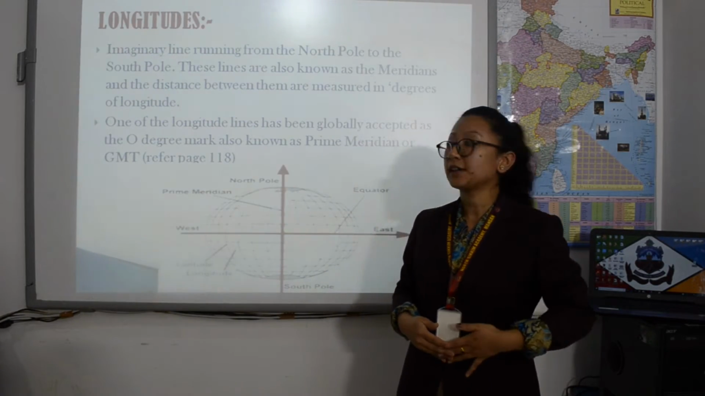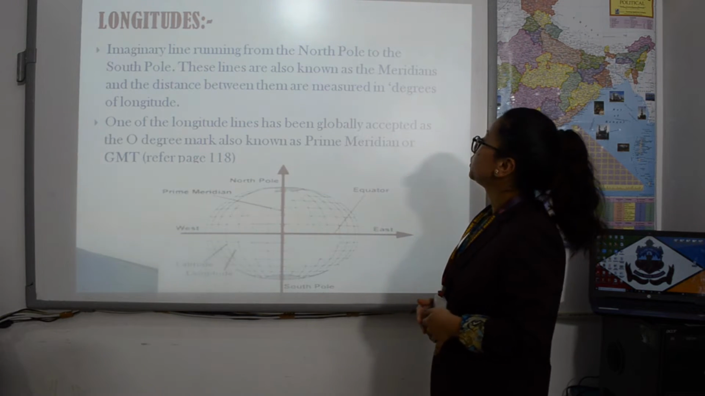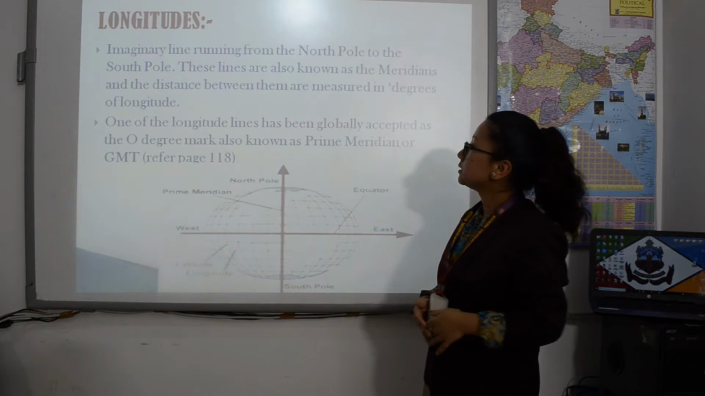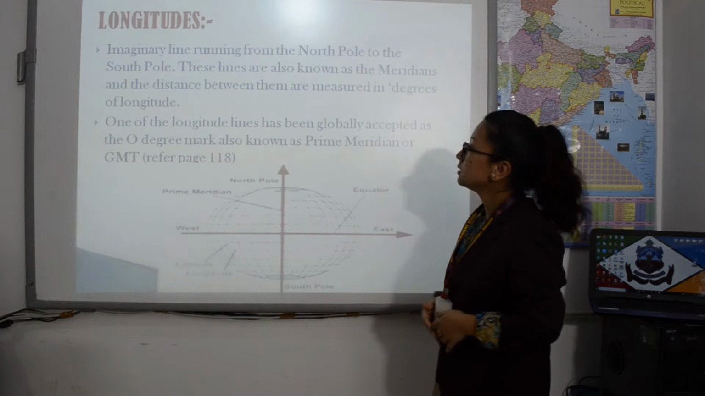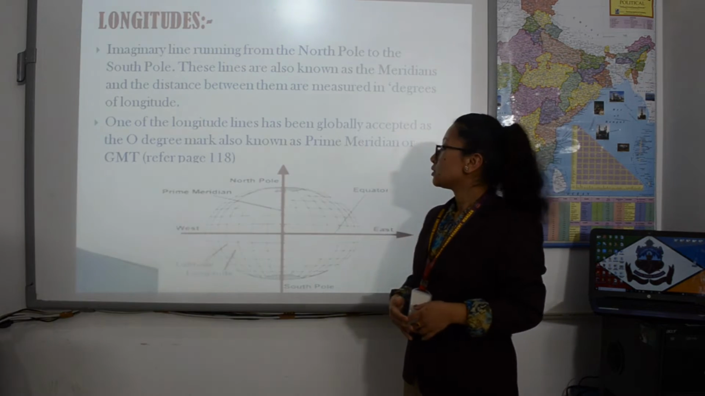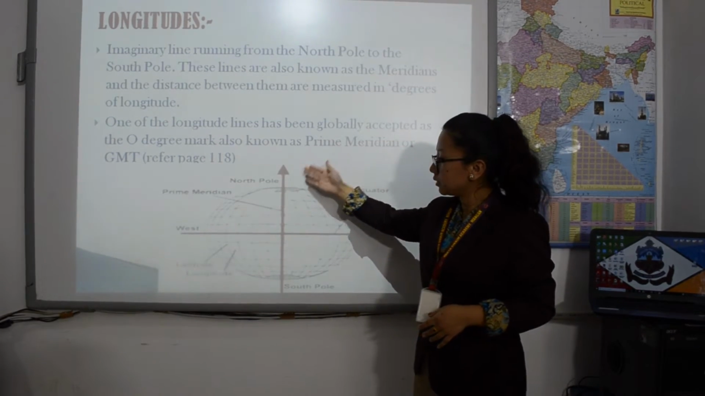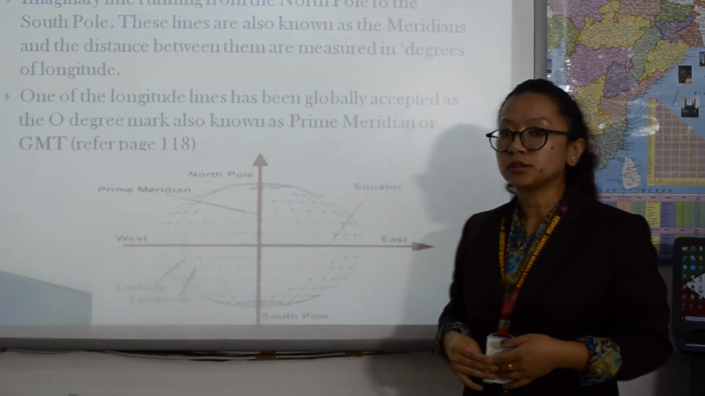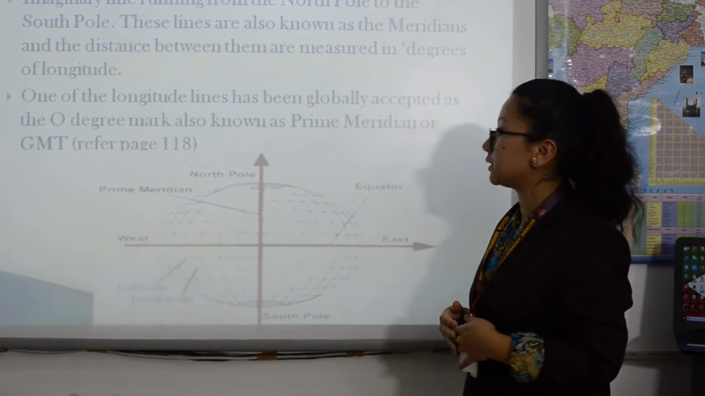The next topic is longitudes. These are imaginary lines running from the North Pole to the South Pole. These lines are also known as the meridians, and the distances between them are measured in degrees of longitude. So as you can see in this figure, the line running from the North Pole to the South Pole is known as the 0-degree longitude, or it is termed as the prime meridian.